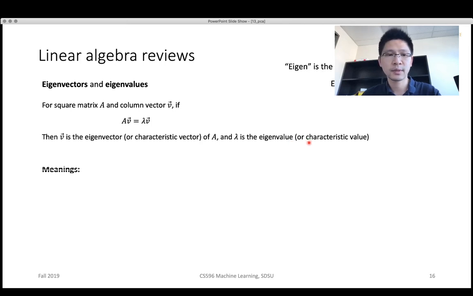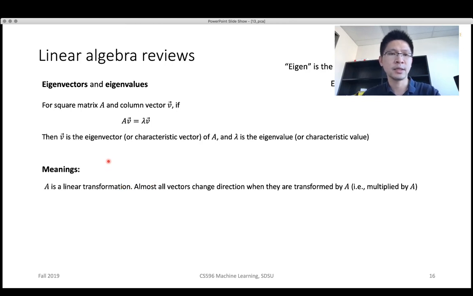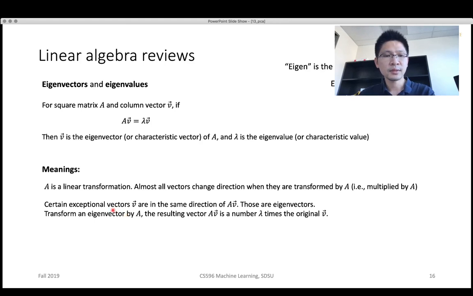This equation means that A is a transformation of V, because a matrix A represents a linear transformation. Typically, almost all vectors will change direction when they are transformed by A. If you multiply a matrix A by a vector V, the result should change direction. But an eigenvector is a special case: these vectors V stay in the same direction after you multiply A with V. These are the eigenvectors of matrix A.